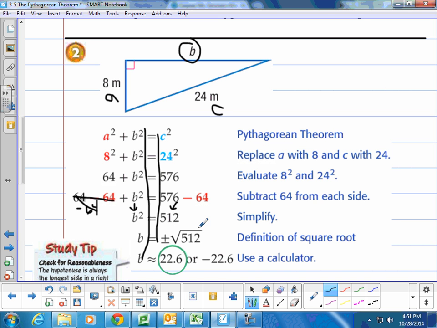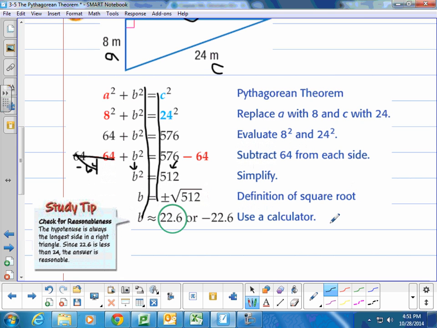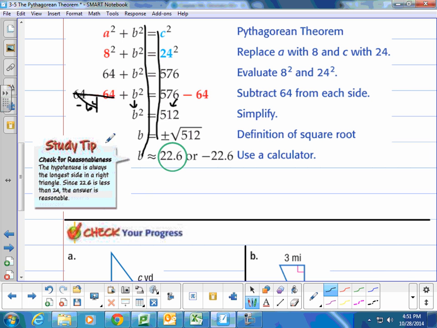Therefore, I take the square root of 512, and I'm going to round because it doesn't quite turn out nicely. So B is approximately 22.6. I can use a calculator. That's okay. And so here's a note.